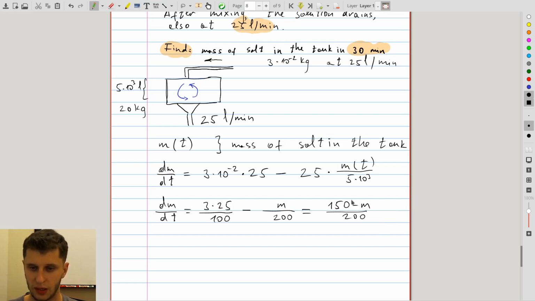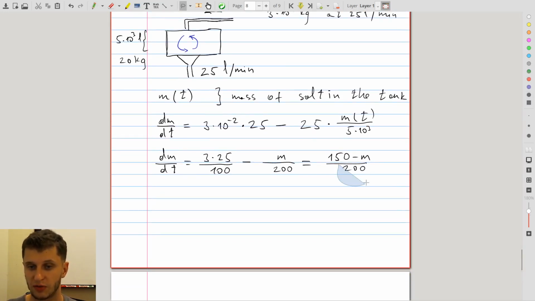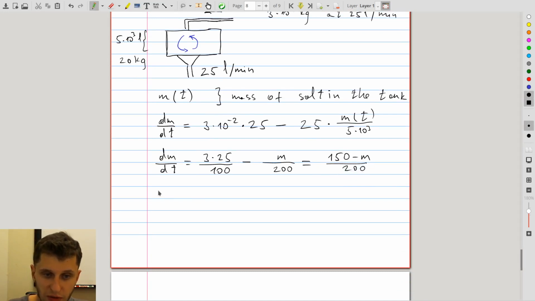Well, we see that in the right-hand side, we have a ratio of a term that depends only on m. This numerator only depends on m, and the denominator depends only on t. So again, the denominator does not even depend on t, strictly speaking, because it's a constant quantity. So that is okay. We can still view it as a function of t. And so the separation of variables here takes the form dm over 150 minus m equals dt over 200. So this is great. We're going to be able to integrate this.